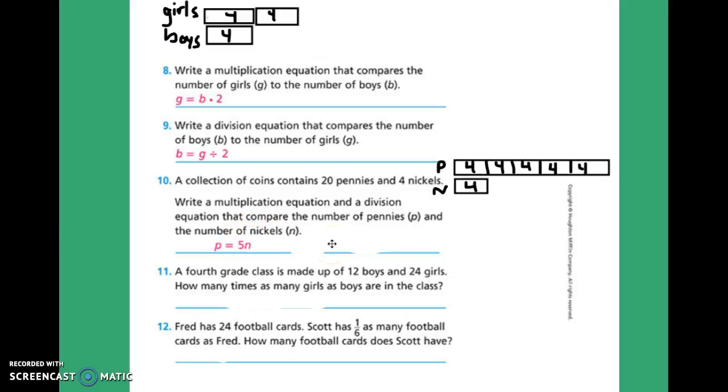Now, for the division equation, I want you to go ahead and see if you can figure out what your division equation would be in this problem. All right, if you came up with nickels is equal to pennies divided by 5, then you are right on, right? So if I took the 20 pennies that I have and divide it by 5, I'm going to end up with those 4 nickels left. So N is equal to P divided by 5. Great work! Today we talked about how to solve comparison problems.